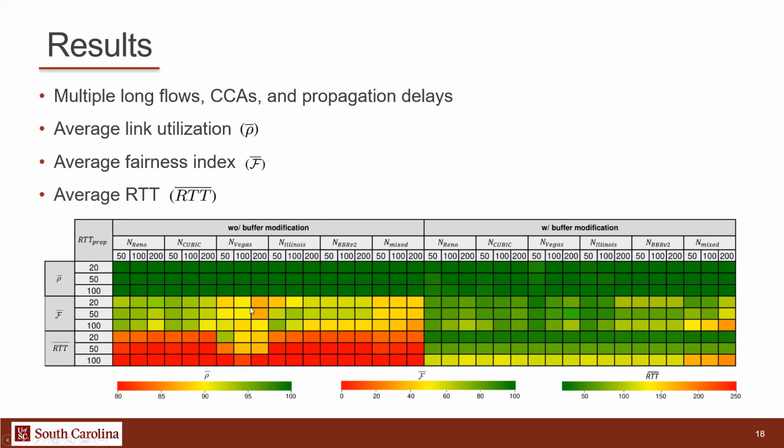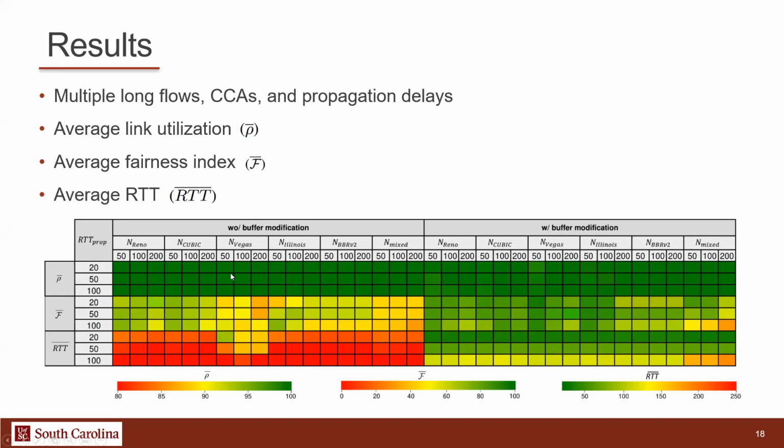Regarding the metrics, we evaluated the average link utilization, the fairness index, which tells us how fairly our link was divided among the flows, and the average round trip time. This round trip time includes the queuing delay that was introduced because of the buffer. The left-hand side is with the static buffer, so without buffer modification, and the right-hand side is with buffer modification.